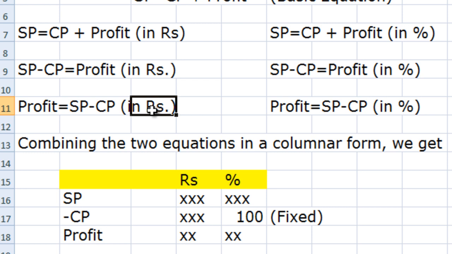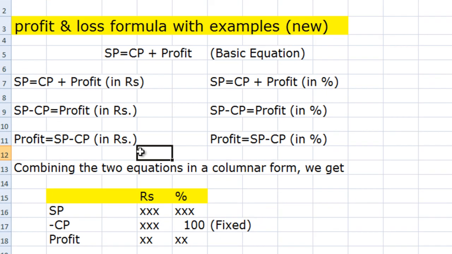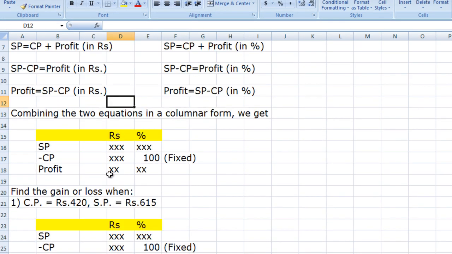The same also applies for percentage. Therefore SP minus CP is equal to profit in percentage. Therefore profit in percentage is equal to SP minus CP. Combining the two equations in a columnar form, we can write that SP minus CP is equal to profit, and the two columns are rupees and percentage.